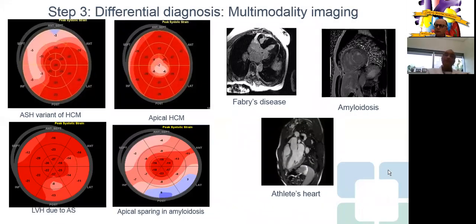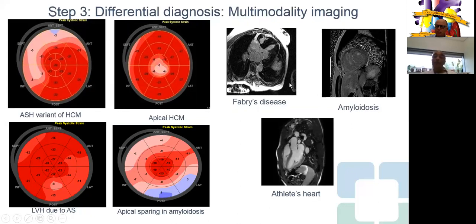Step 3 is differential diagnosis, because a lot of what looks like HCM could be a masquerader, it could be a phenocopy. So these are 4 strain panels on echocardiography. The panel on the top left is where there is reduced strain in the septum. That's your standard HCM. This is the apical variant of HCM in the top right. The bottom left is the apical sparing strain pattern, the cherry on top, which is suggestive of amyloidosis. And this bottom right is just globally maintained strain of LVH due to aortic stenosis.